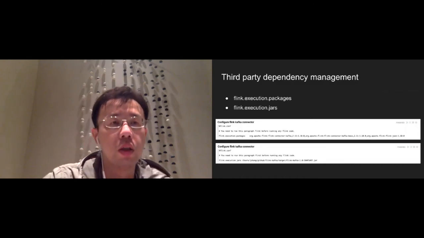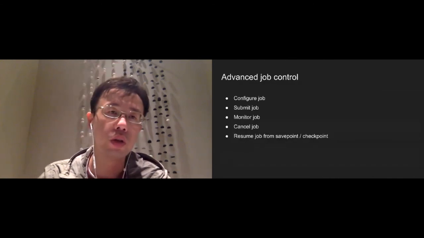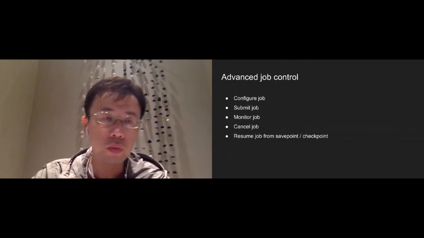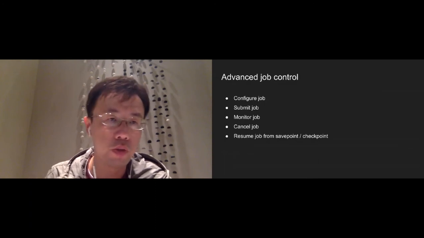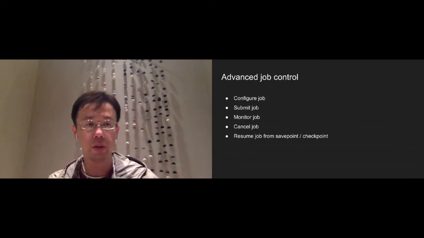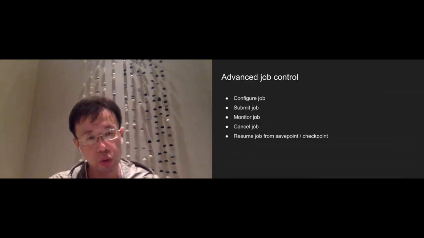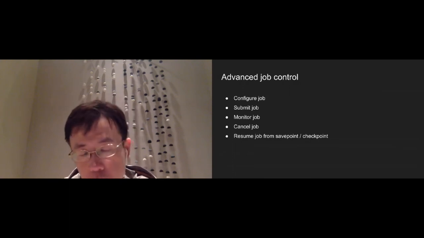Okay, so the next feature is about advanced job control. The advanced job control means several things. You can configure your job and you can submit your job. And after submission, you can monitor your job. And then you can cancel your job and resume your job. The last thing is to resume a job from a savepoint or checkpoint. This is very special for streaming jobs, because for streaming jobs, savepoints and checkpoints are pretty important.